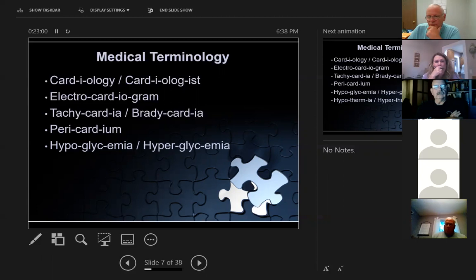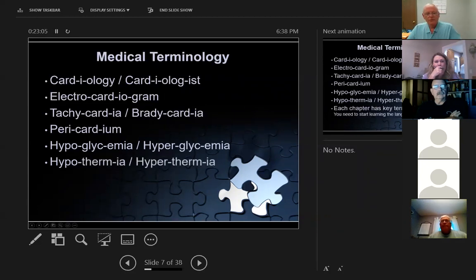Sticking with the hypo stuff, maybe. Therm, our root word meaning, you know, heat or temperature. Hypo meaning low, so hypothermia, somebody that's low temperature. Okay, they've been laying in the snowbank for a while. On the opposite of that is hyperthermia. Maybe they've been working in a hot environment and they're overheated, and they're having medical issues because of that.